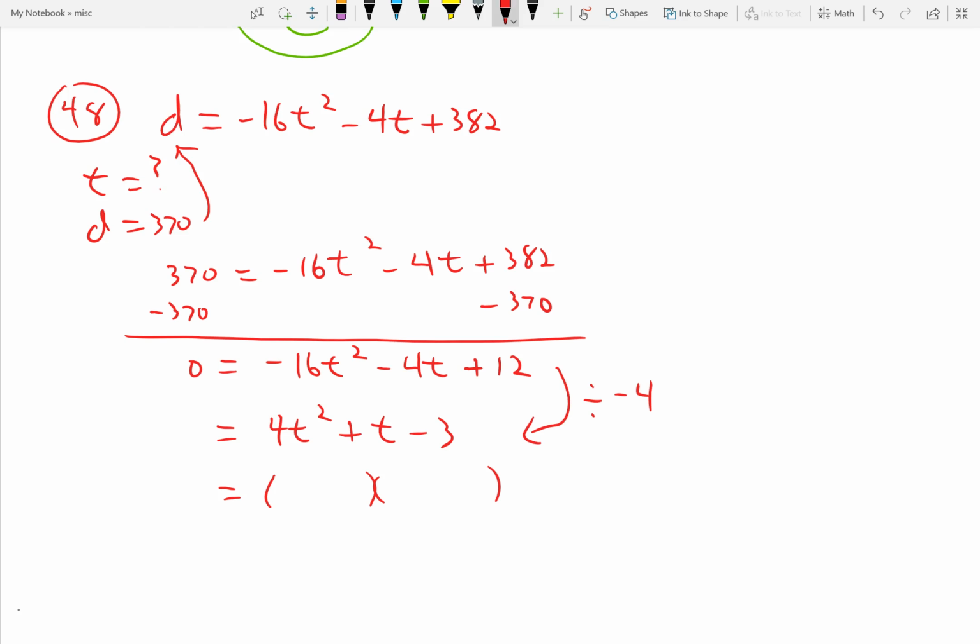4t squared will be 4t times t. This minus means one's a plus and one's a minus. It'll be a plus and a minus. 3 will be 3 times 1. 3 here and a 1 here.